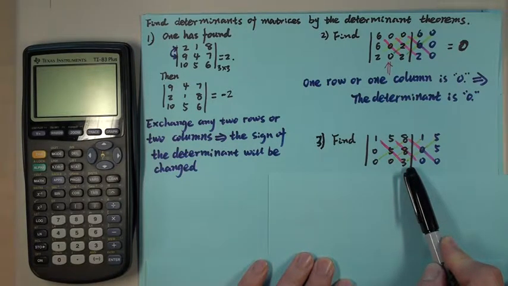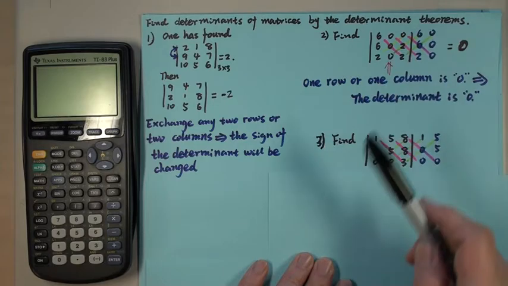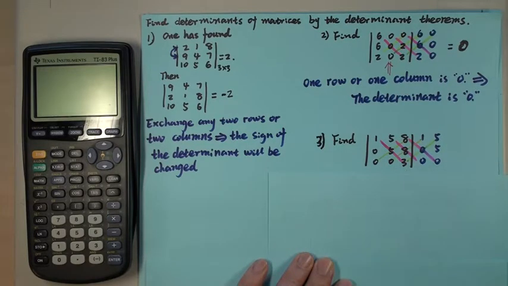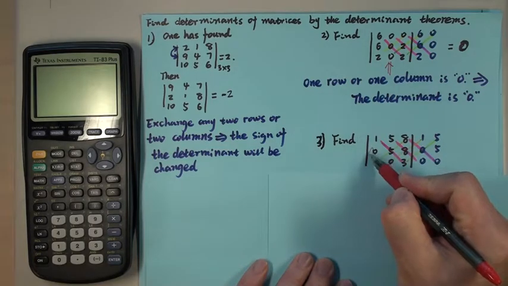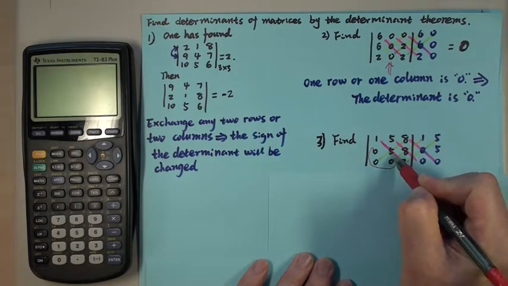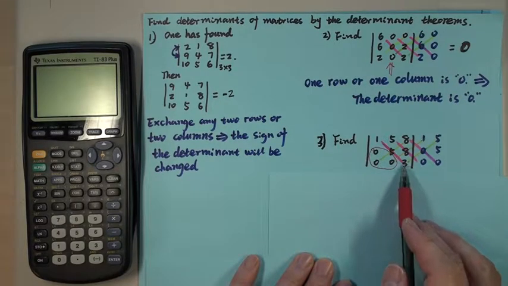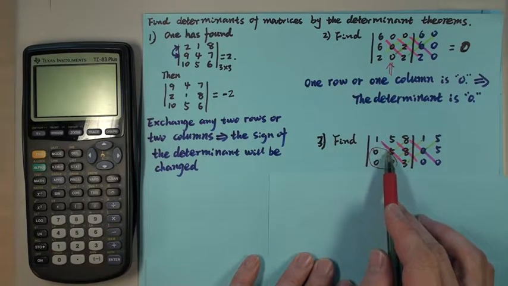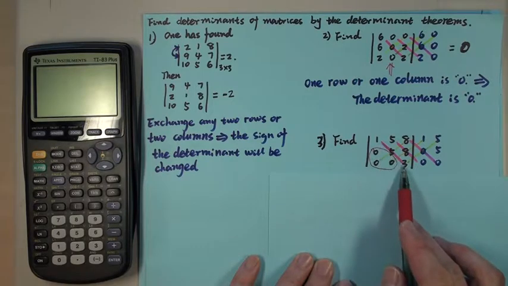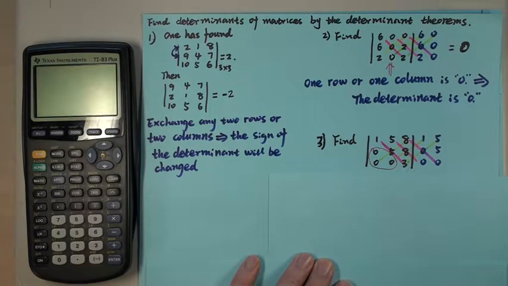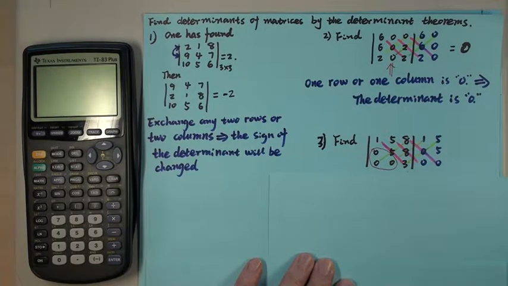We have to use the determinant theorems. And if you have noticed, the lower triangle elements are all zeros, then this determinant is basically the product of the values on the diagonal only. That's what the determinant theorem says.